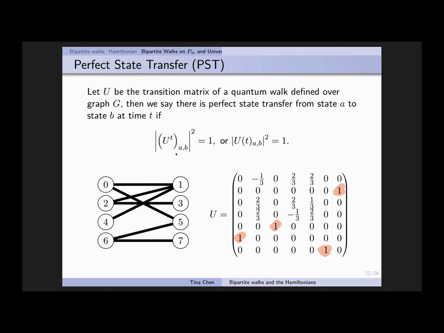So yeah, there are actually two forms, depending on whether your walk is discrete or continuous. Going back to our usual example here, we can see that the 1-6 entry of U is 1. Which means after 1 iteration, if you start from E1, it will go to E6 with probability 1.